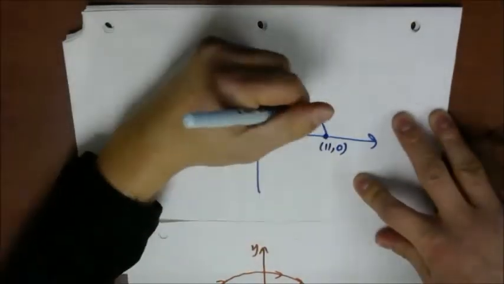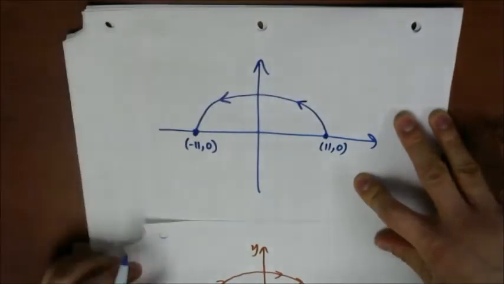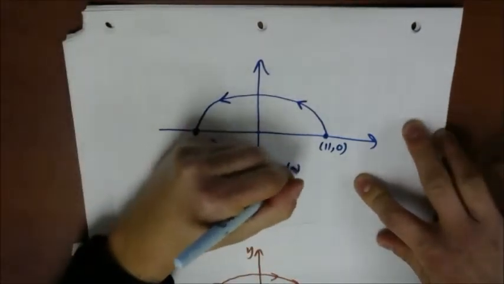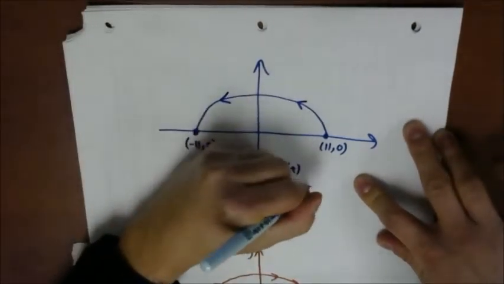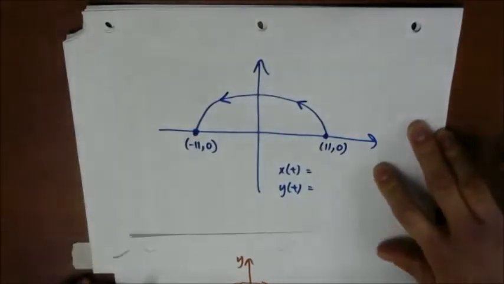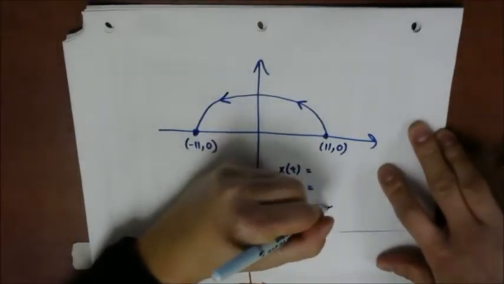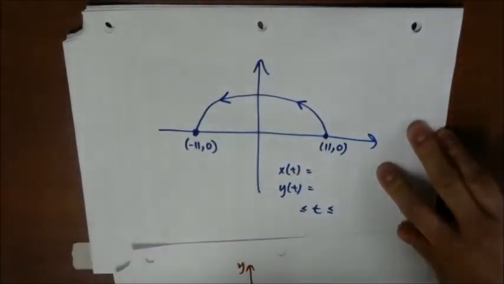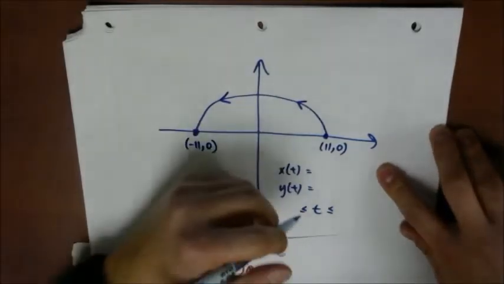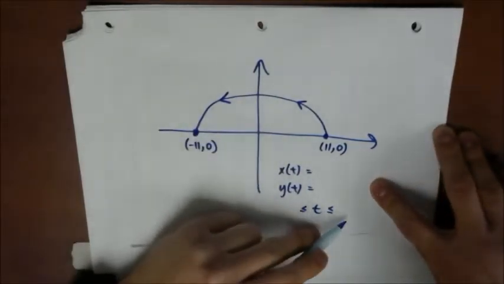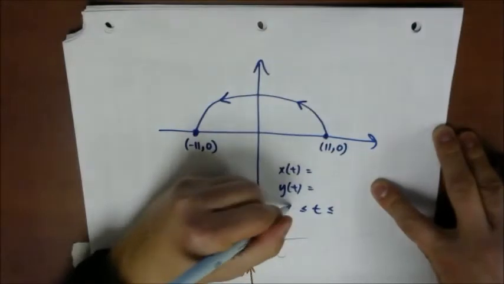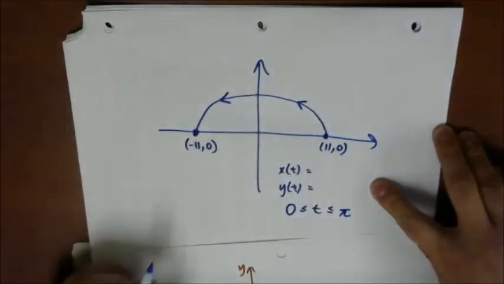Okay, and if the half circle were oriented this way, then what should x of t and y of t be? This is a circle of radius 11, and what should t start and t end be here? The full circle would go from 0 all the way up to 2 pi, but we only want to go from 0 to pi.